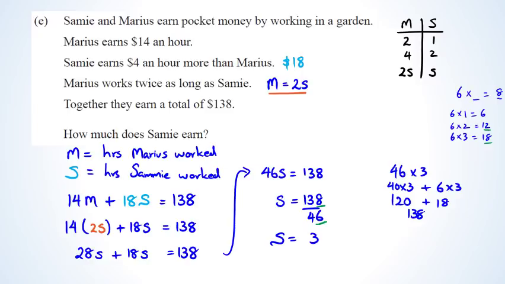But you're not done with the question, because have a look at what the question's asking. How much does Sammy earn? You've just worked out Sammy works for 3 hours. So to work out the money, you've got to go 18 times 3, which is equal to $54. So you say Sammy earns $54. Cool, that's it for this question.